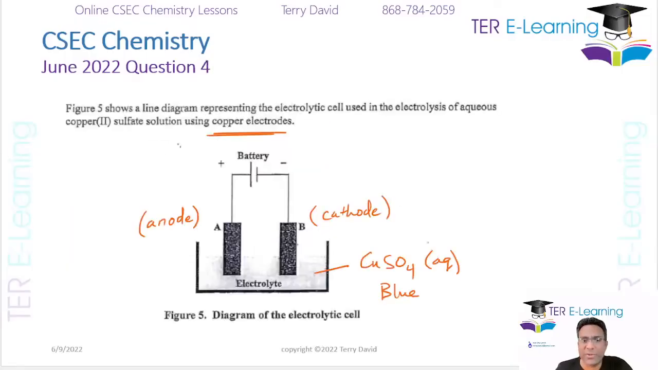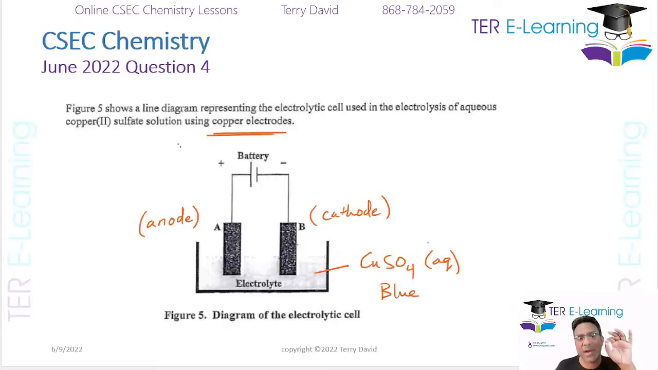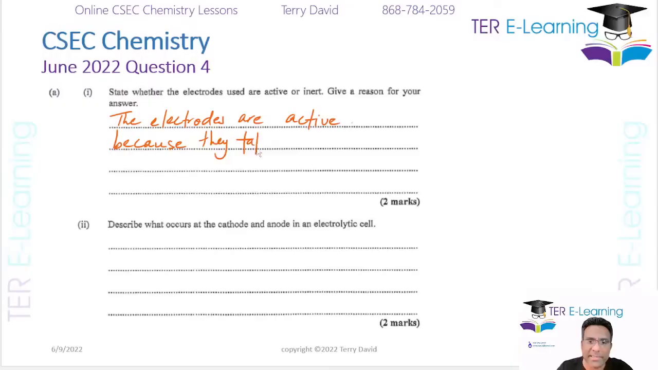Alright, let me come back here now to the electrolysis and see what we need to do. State whether the electrodes used are active or inert and give a reason for your answer. So this particular reaction here, we have copper electrodes and you have a copper 2 sulfate solution, right? So what's going to happen here, those electrodes are considered active electrodes. So you're going to say the electrodes are active. And all you need to say here is because they take part in the reaction.